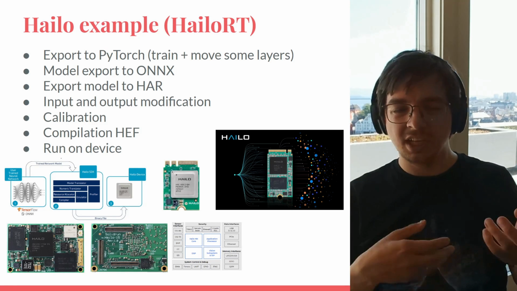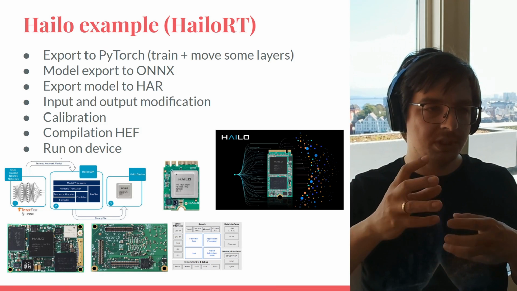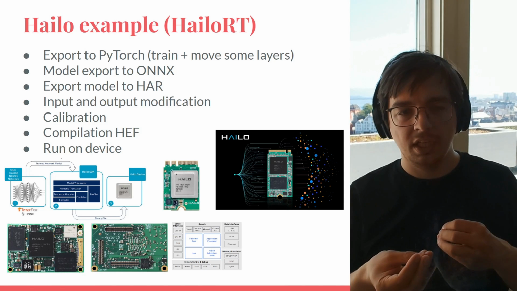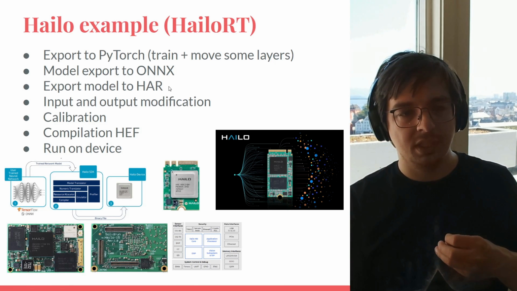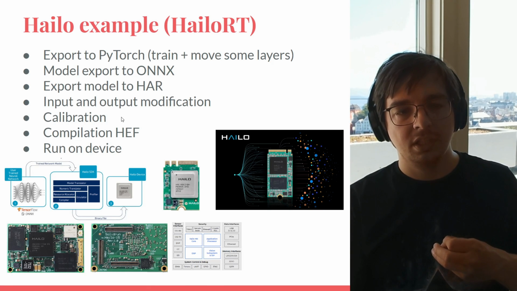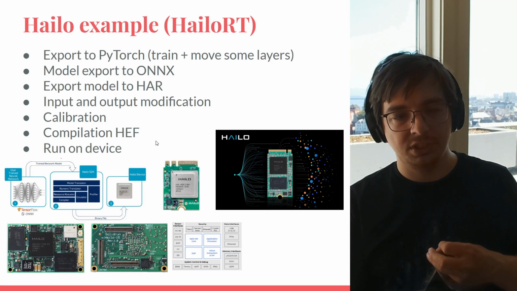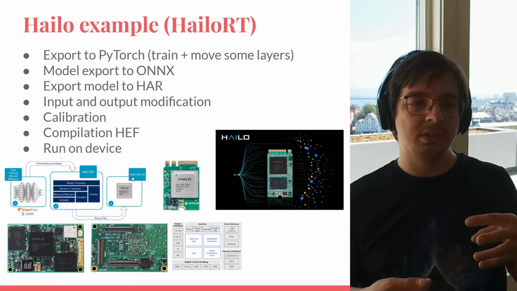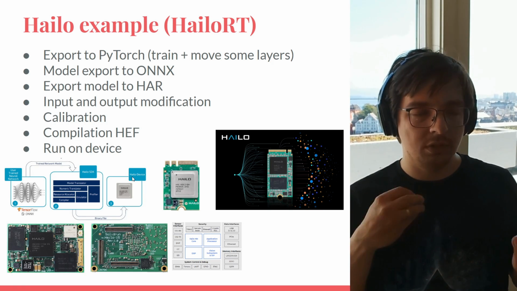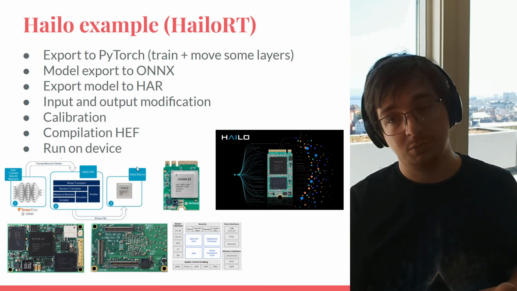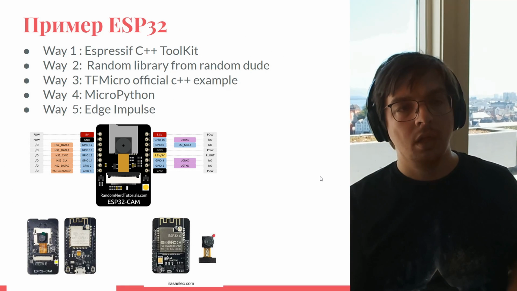Some of these steps look pretty close to each other. For example, exporting the model to HAR is just one Python function. Compilation is just a different Python function, but you need to control a lot of parameters during all these processes, and a lot can go wrong during that.